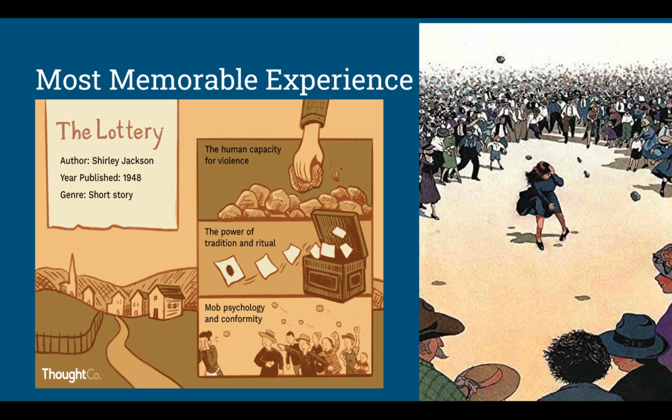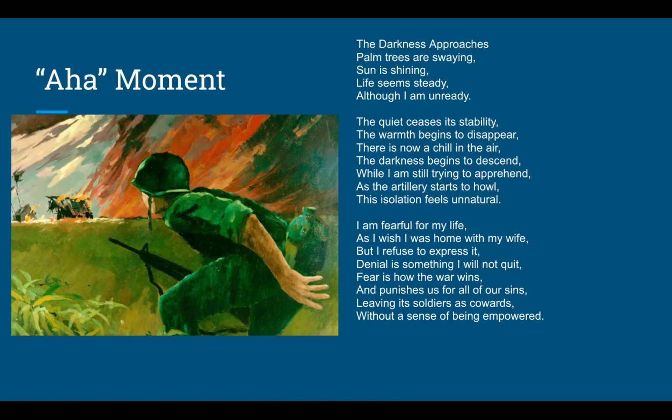I believe Jackson used the story in order to show how inhumane people can be when they are not aware of alternate choices. My aha moment came with this painting. The painting on your screen is called Attack at Twilight by Roger Blum. To the right is the poem I wrote to describe the feelings I thought were shown through the painting.